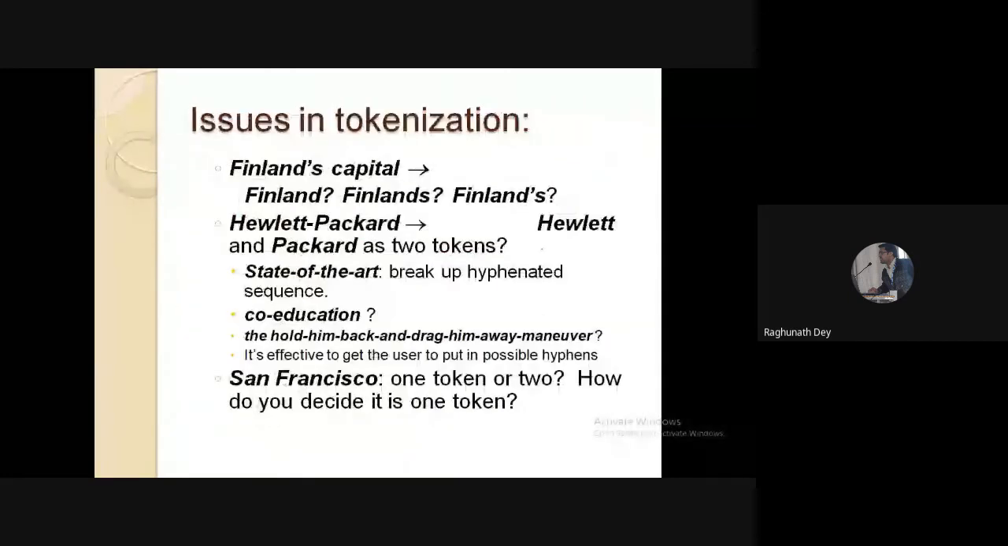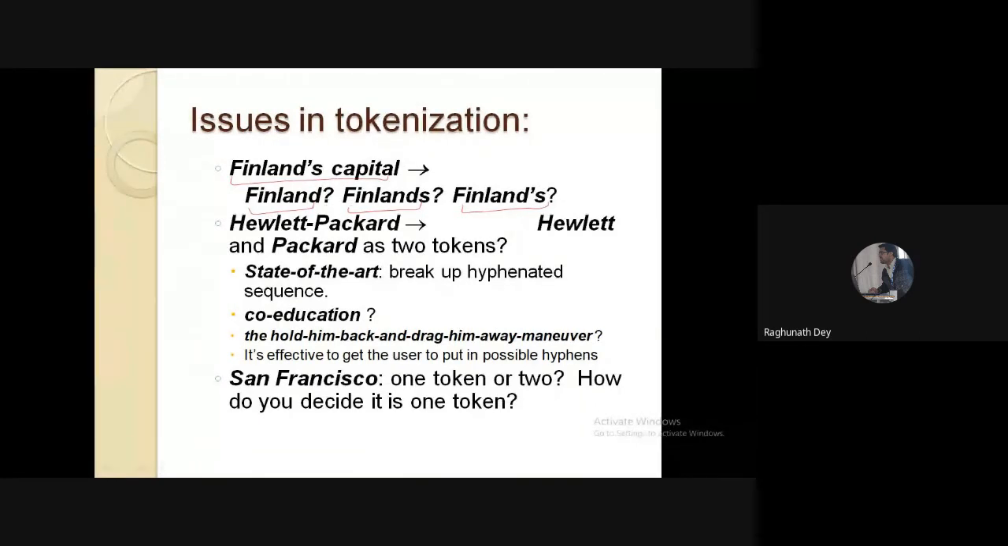So what are those? Some other issues of tokenization are terms like this: Finland's capital, Finland capitals. So what can be written in the indexing system? Should I write only Finland? Should I write Finlands? Should I write Finland apostrophe s? All the three things are different.